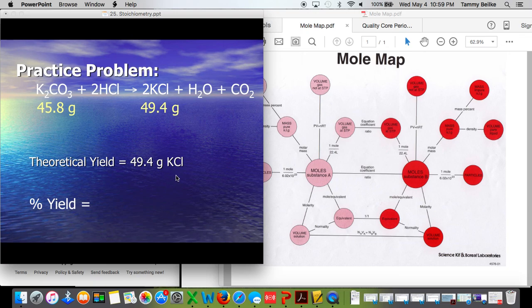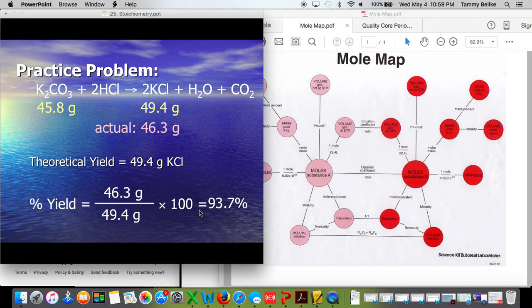Theoretically, we should make 49.4 grams. But what if we actually only made 46.3 grams? Well, we would take that 46.3, divide it by 49.4, times 100. Take a second, calculate it out. Right, so you should have gotten 93.7% yield. Mastery! Right? So 93.7% of your product actually did form. But where'd the rest of it go? It's possible that some of the product didn't form, and maybe you still have some K2CO3 in the mix. Okay?